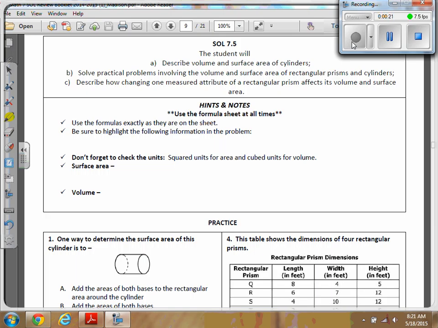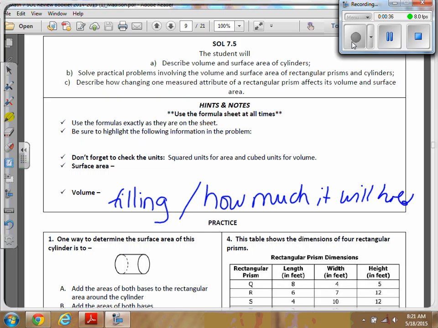Be sure to highlight the following information in the problem. Make sure that, is it filling? That's volume. If you're filling something up, that's how much something will hold. For surface area, you need to think about covering that object, or wrapping it. And that's something that you learned in 5th grade, 6th grade about surface area and volume.